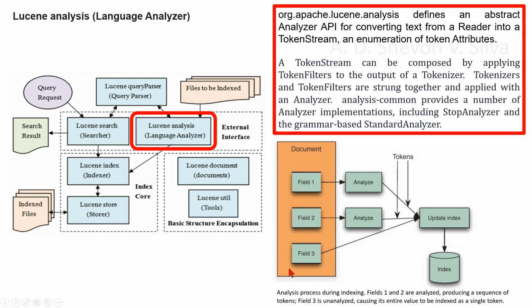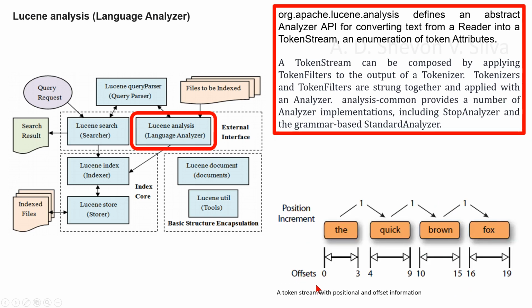Here the document has field 1, field 2, and field 3. Field 1 is connected to analyze, field 2 is connected to analyze, and analyze is connected to update index. Tokens are passed from analyze to update index, and field 3 is connected to update index, and update index is connected to indexed.